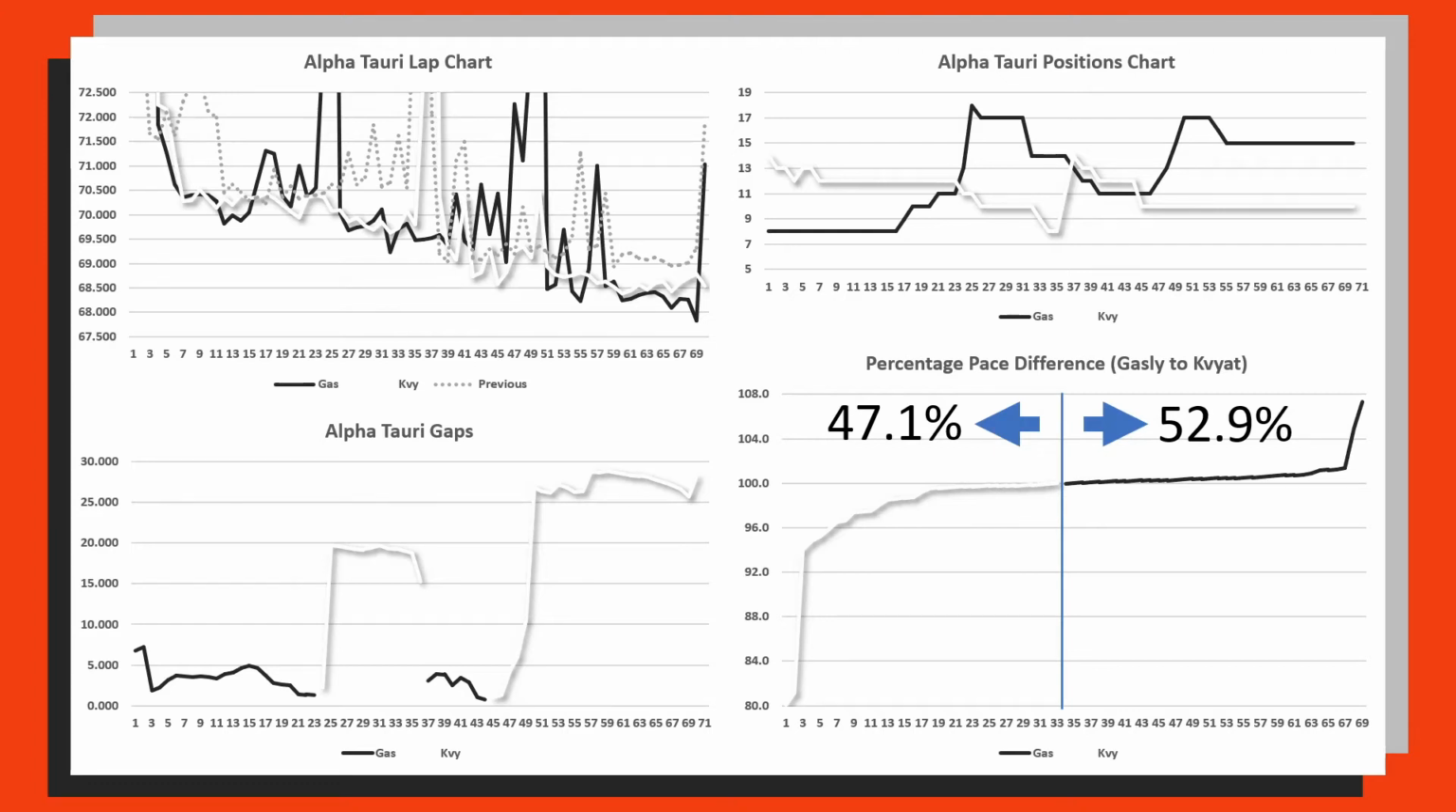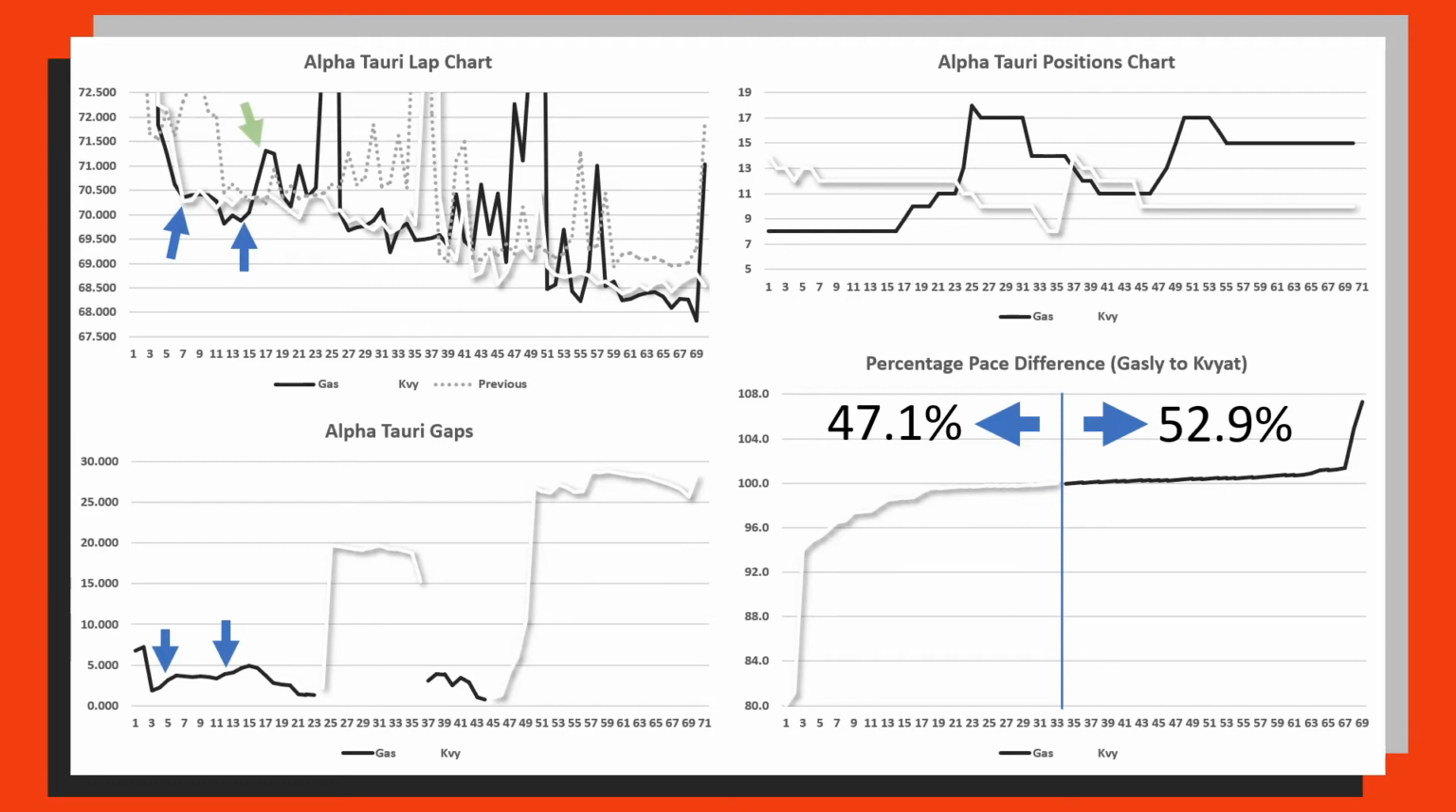But moving now to the two graphs on the left, we can highlight this section between these first two blue arrows, where they are pretty much the same together, and that is shown by this nice horizontal line in their gap chart, consistently around 4 to 5 seconds.